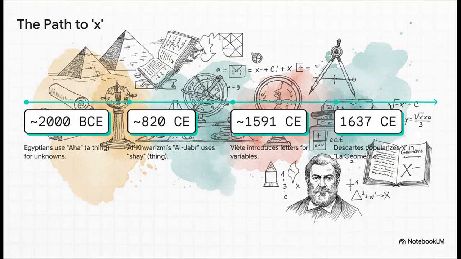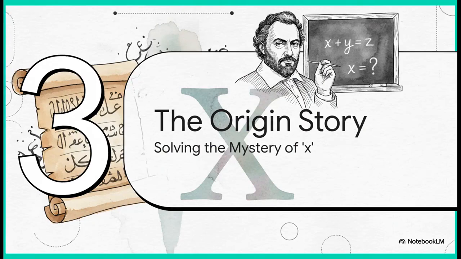So, here's where we are on our journey. We started with aha in ancient Egypt, we moved to shay in 9th century Persia, and then we saw the birth of symbolic variables with Viète. And that brings us right to the final step, and to the man who made X famous, René Descartes. And here we are, at the very heart of the mystery. We've got our main suspect, René Descartes. We've got the time and the place.